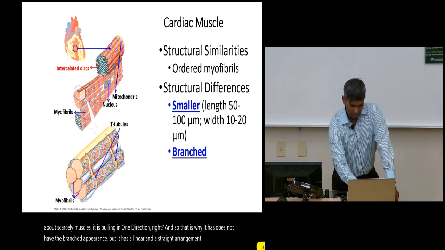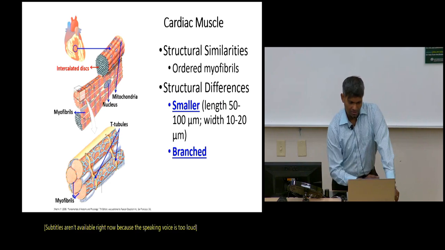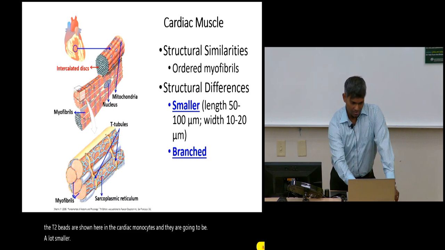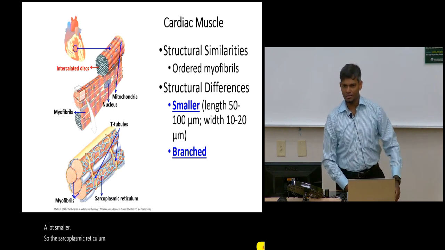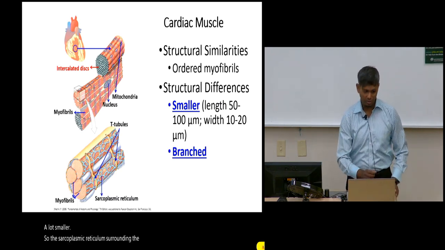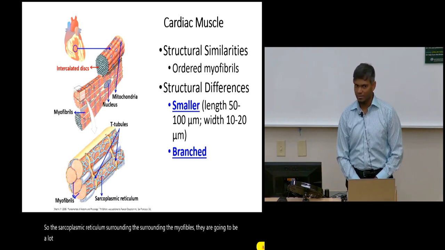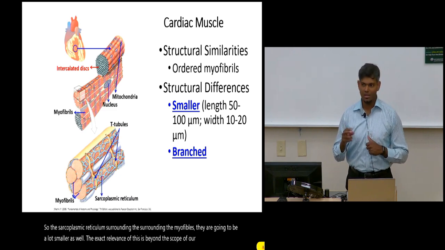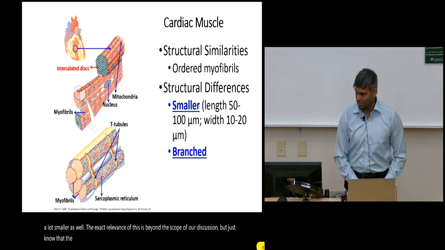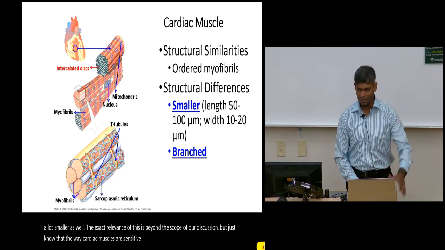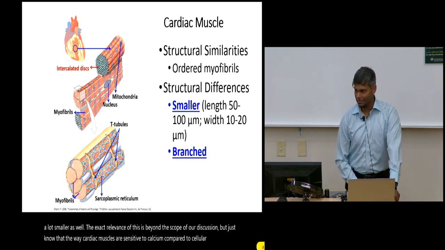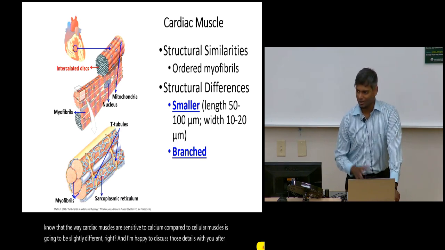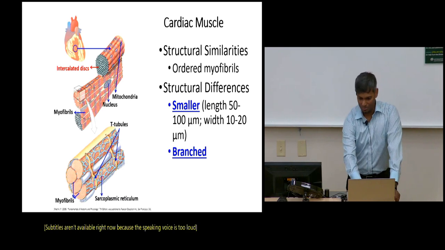Notice also that the T-tubules are shown here in the cardiac myocytes, and they're going to be a lot smaller, and so will the sarcoplasmic reticulum surrounding the myofibrils. They're going to be a lot smaller as well. The exact relevance of this, it's beyond the scope of our discussion, but just know that the way cardiac muscles are sensitive to calcium compared to skeletal muscles is going to be slightly different, right? And I'm happy to discuss those details with you after class, right? But for now, just know that these structures are much smaller.